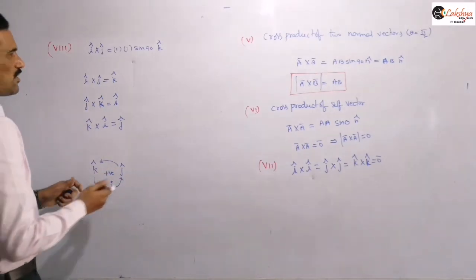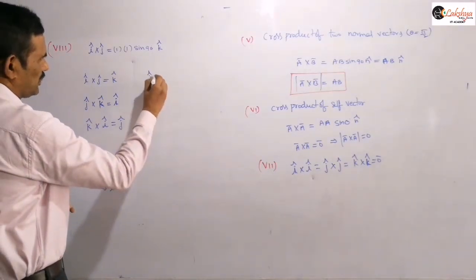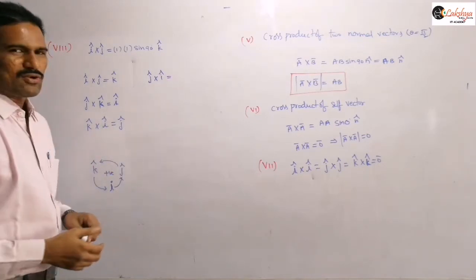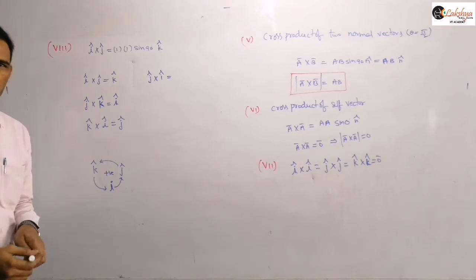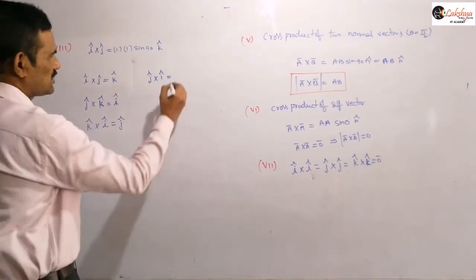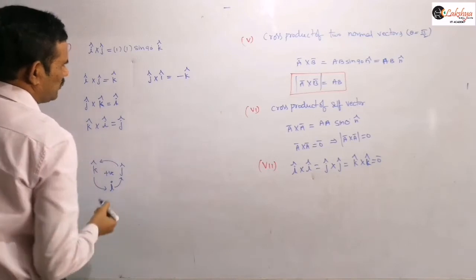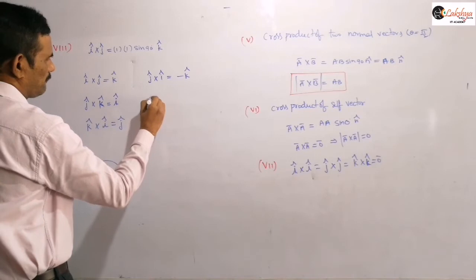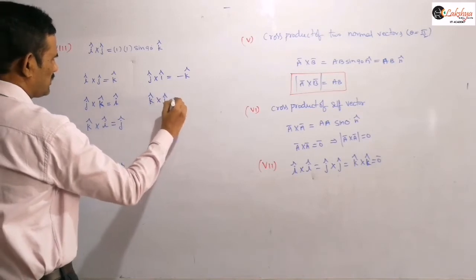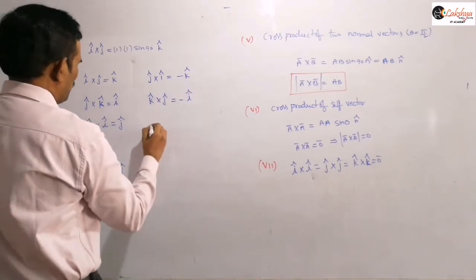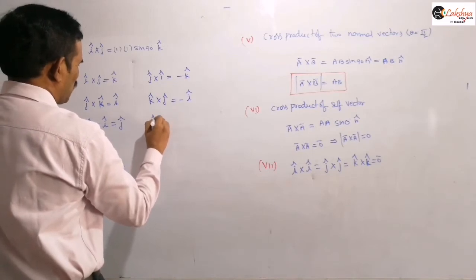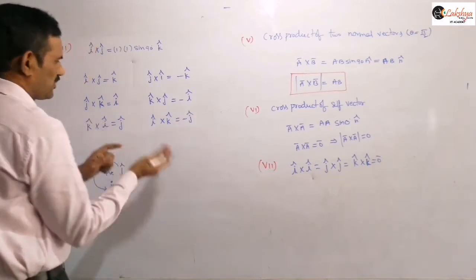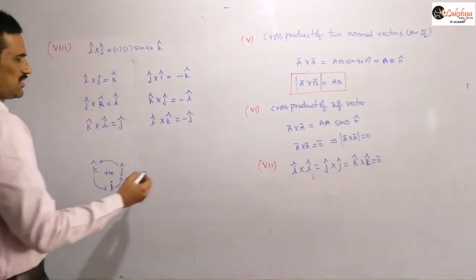Whereas if you are taking the opposite order like this, j cap cross i cap, we know already a bar cross b bar is equal to minus of b bar cross a bar. So here if you are reversing this, then you should get this as minus k cap. You can verify with our directions there. And similarly, k cap cross j cap is equal to minus i cap. And i cap cross k cap is equal to minus j cap. That means if you are reversing the order, then automatically you will get a negative sign.